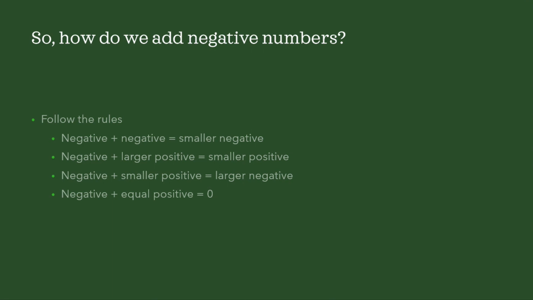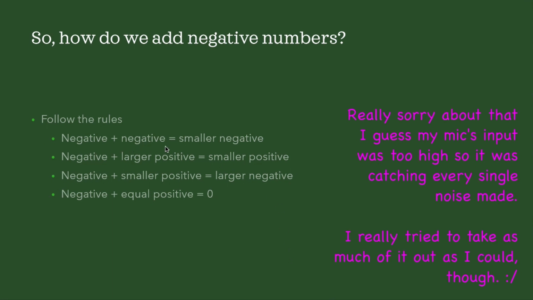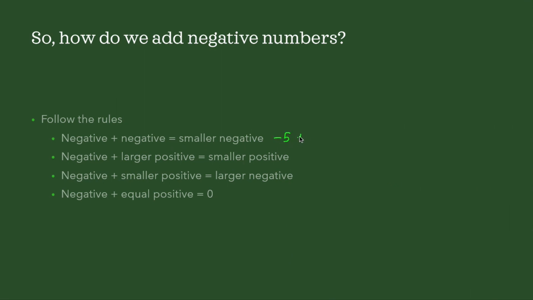But what do I mean by smaller, larger, equal? What does that mean? Well, let's create some examples to match each of these situations. So for negative plus a negative, an example could be -5 plus, in parentheses, -7. So both of these are negative numbers and we're adding them. And this will result in a negative that is smaller than either of these two. So that's what the smaller negative means.